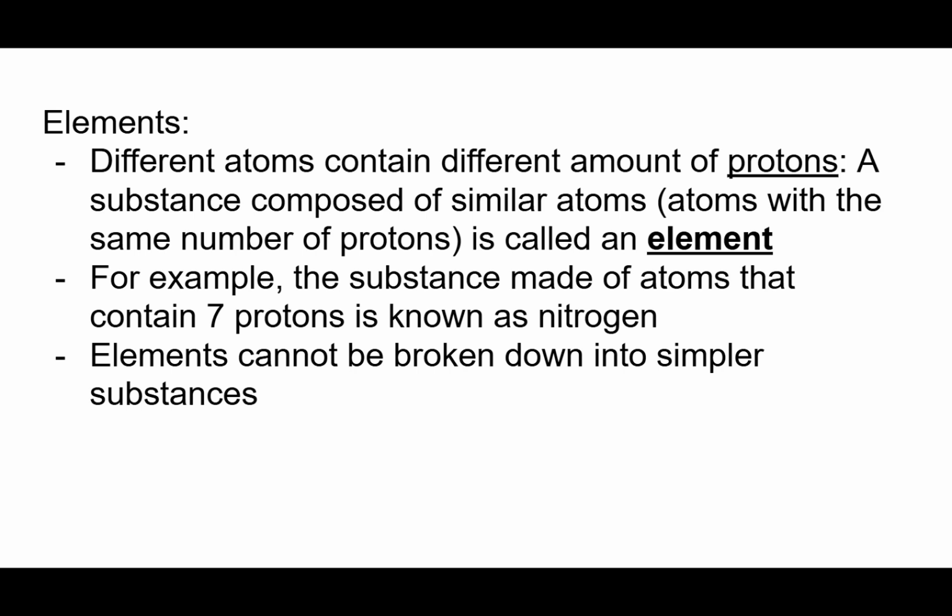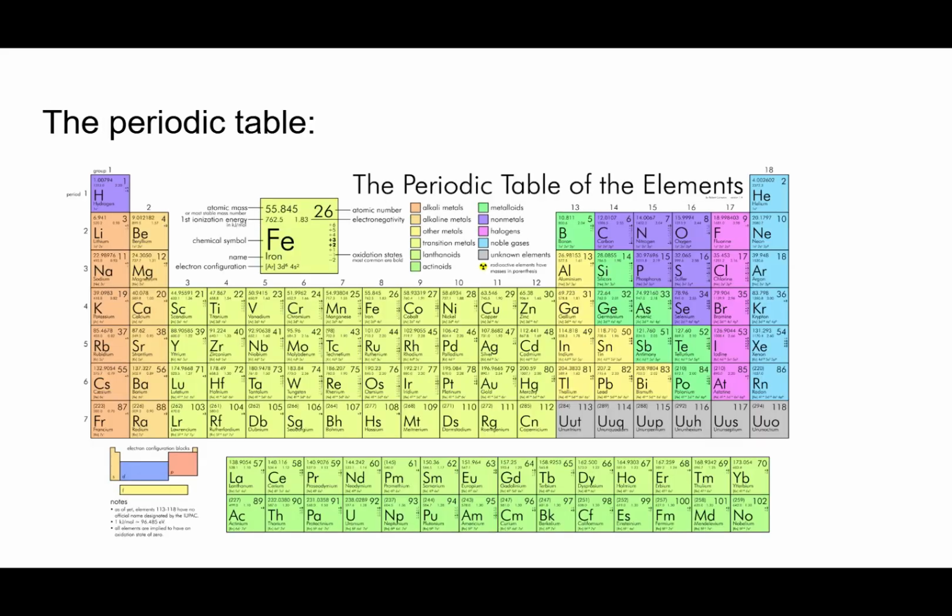Now we'll talk about elements. In essence, different atoms contain different amounts of protons. A substance composed of similar atoms, atoms with the same number of protons, is called an element. For example, the substance made of atoms that contain 7 protons is known as nitrogen. Elements cannot be broken down into simpler substances, so you can't break down nitrogen into a smaller substance. It will just remain as nitrogen.